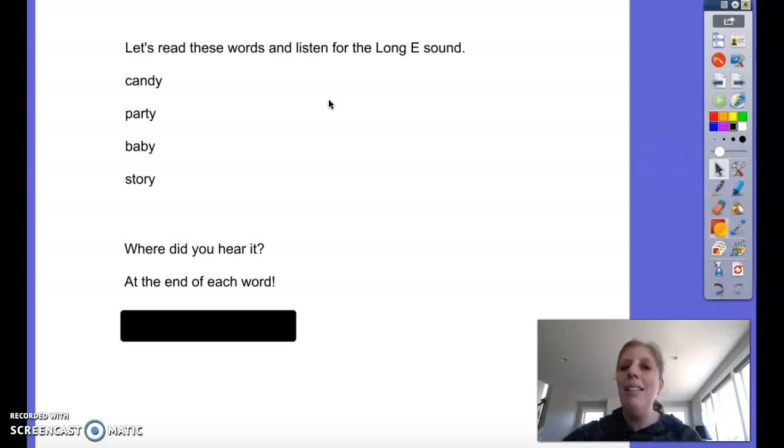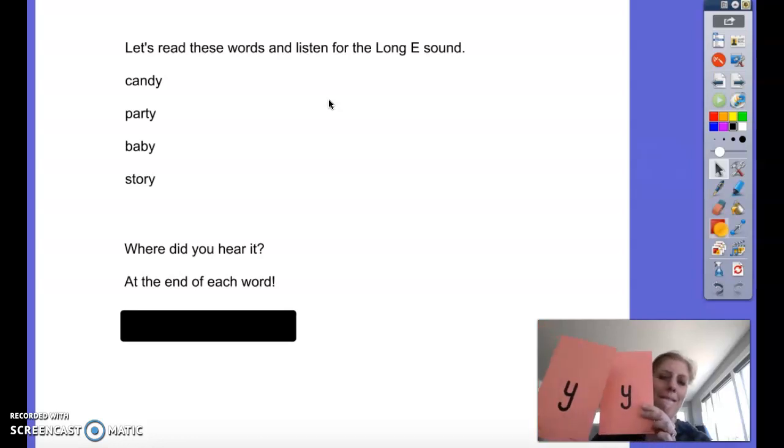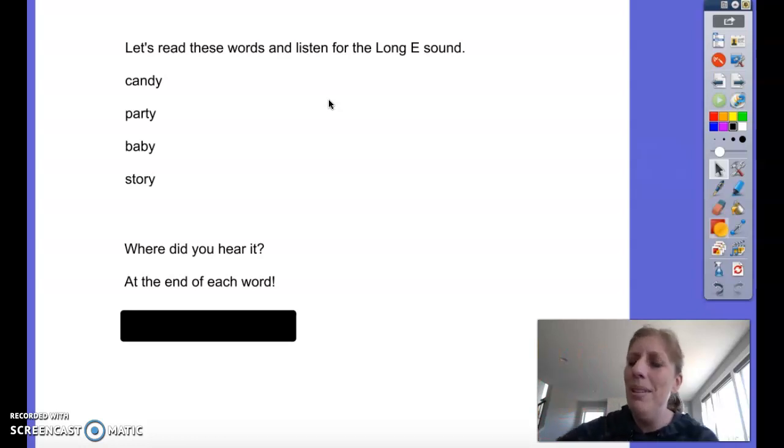So way back in like the second month of school, we added this card to our review deck. And when we see this card, we say I, like my and buy and fly. Guess what? This card, I know they look exactly the same, says E, like candy, party, baby, and story. This letter Y is so confusing because it can say Y, like yellow. It can say I, like my and buy and fly. And now we're learning it can also say long E, like candy, party, baby, and story.